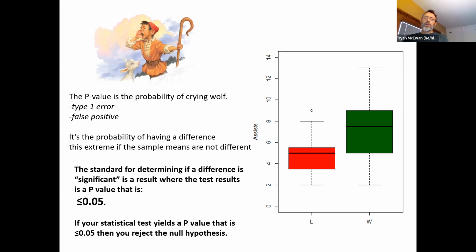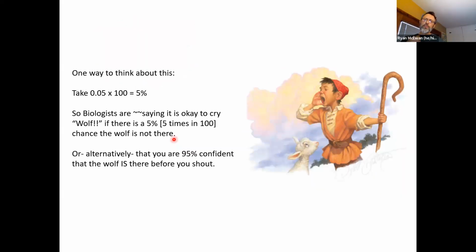And the p-value is the probability that they're not different, but that you've got a result this extreme. Probability of crying wolf. Well, how do you think about that? Well, if you take 0.05 times 100, that's 5%. So biologists are saying, kind of, this is not perfect, but this is just me trying to explain it. People never really thought about it. They're saying it's okay to cry wolf if there's a 5% chance, 5 times out of 100, that the wolf is not there. Or alternatively, you are 95% confident that the wolf is there before you shout.